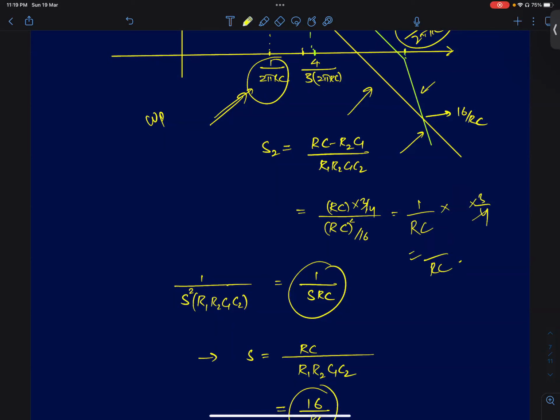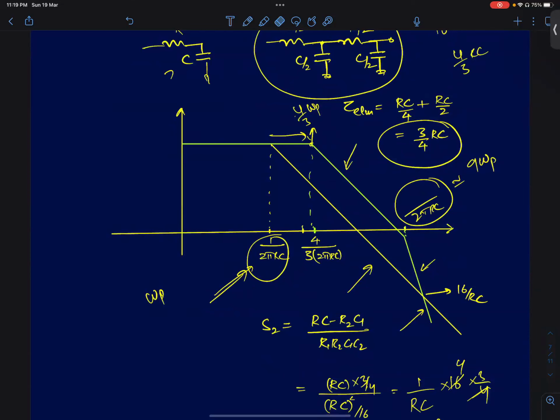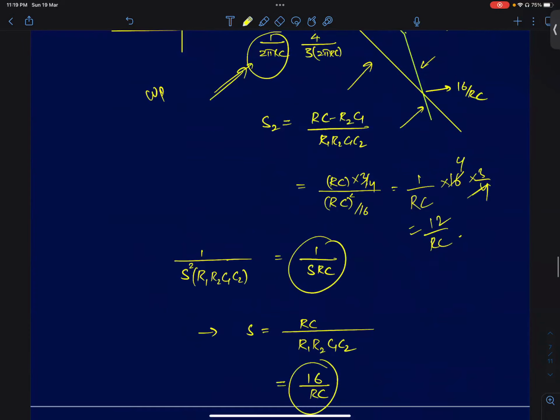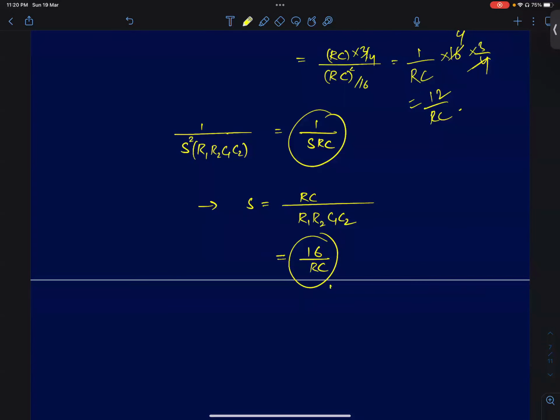So it's 16 into, so 4 and 4, it will be 12 by RC. Yeah, you're right. So it's 12 by RC here. And the second pole will be at 12 times omega P. And the point where the crossover happens will be at 16 by RC.